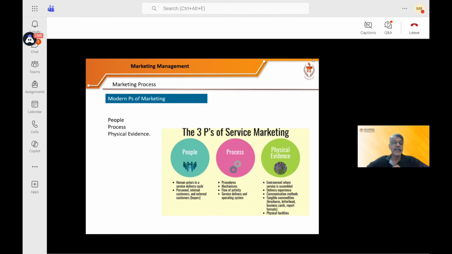So that is how the entire modern P's of marketing have come into existence. We have two important bifurcations of P's: the primary or traditional P's of marketing, which are 4 P's: product, price, place, and promotion. And then you have the modern P's of marketing, called people, process, and physical evidences. In all, there are 7 P's of marketing. I hope you are very clear with the 7 P's.